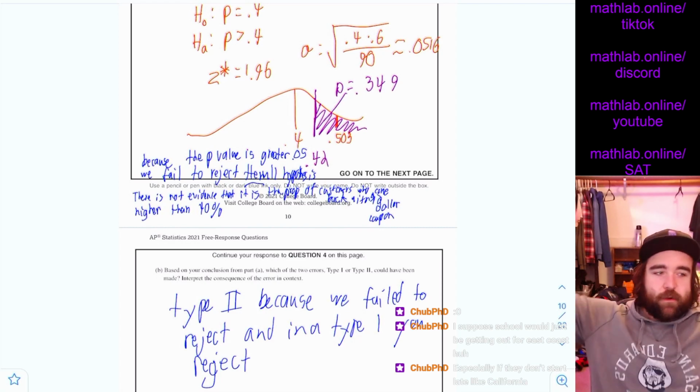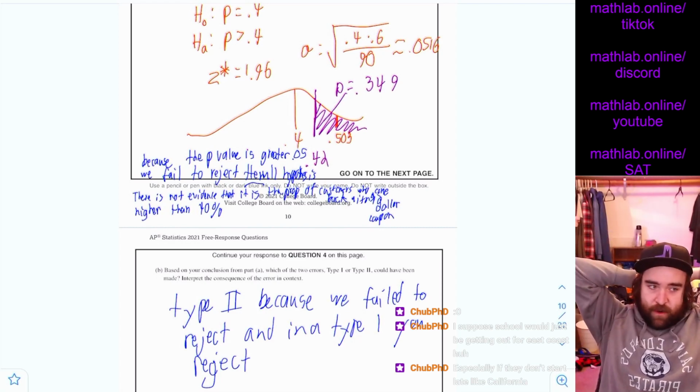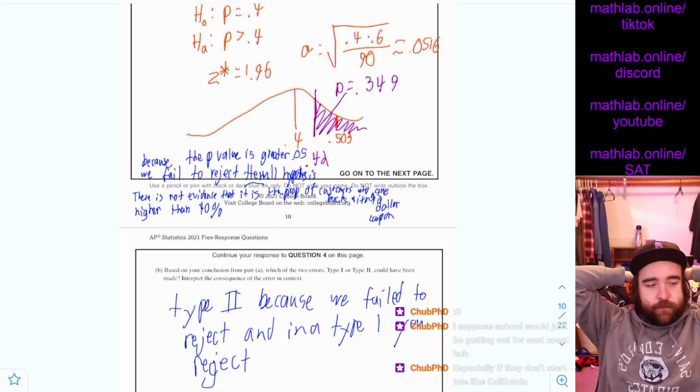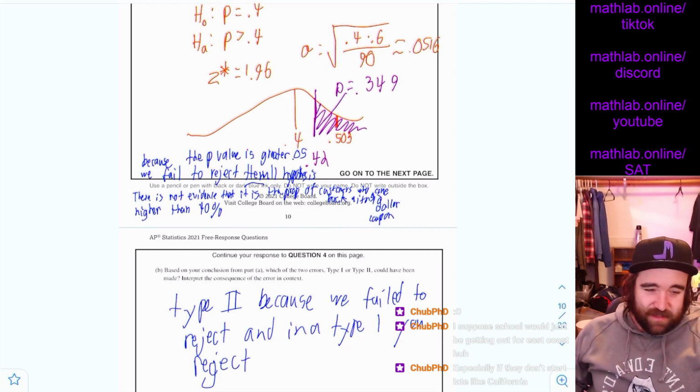Oh, I think I totally messed it up. A type 1 error is a false positive, where the null hypothesis is not true, but you say it is.